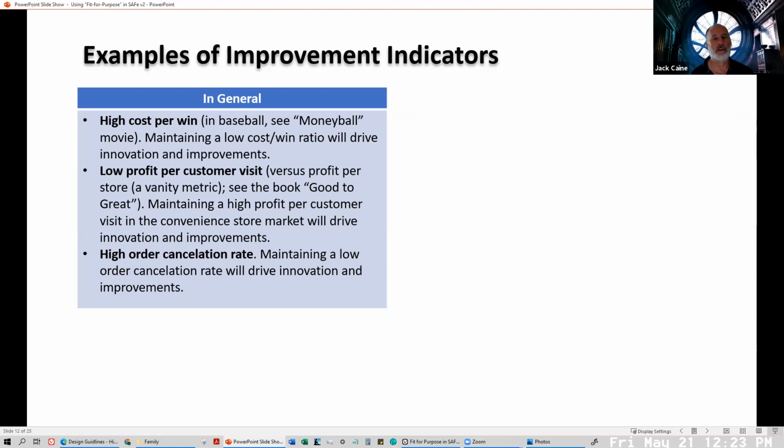Low profit per customer visit versus profit per store, which would be a vanity metric. You can see this in the book Good to Great. They talk about this. Maintaining a high profit per customer visit in the convenience store market will drive innovation and improvements. And maintaining a low order cancellation rate would drive innovation and improvements. So we have these situations: we set an improvement indicator, and that drives a range and/or target, and that gets us thinking about what we can do to improve it.